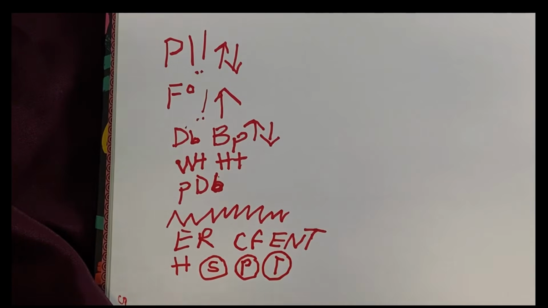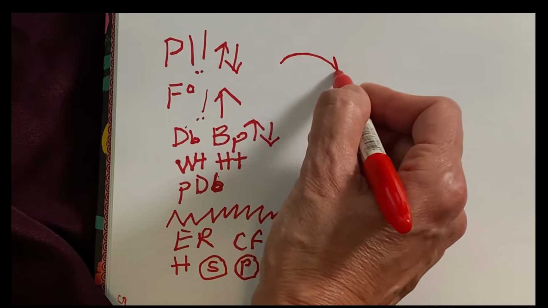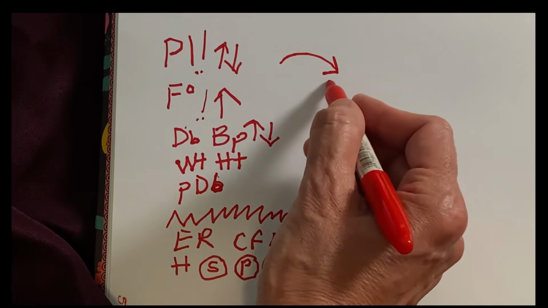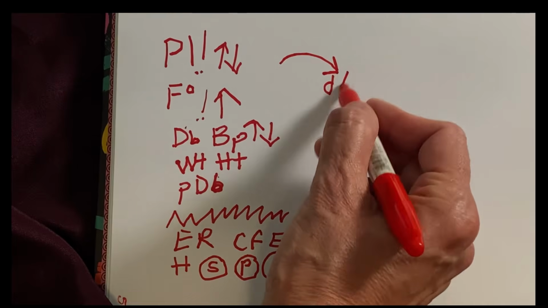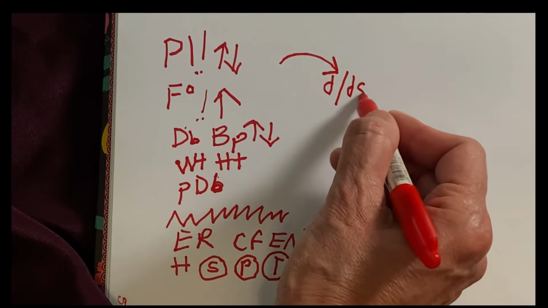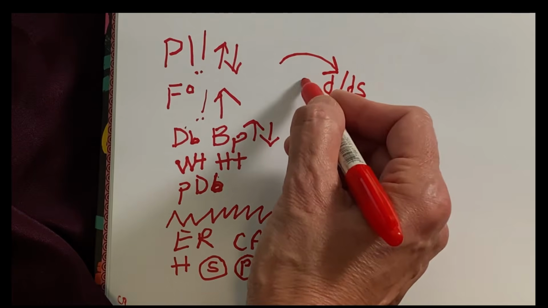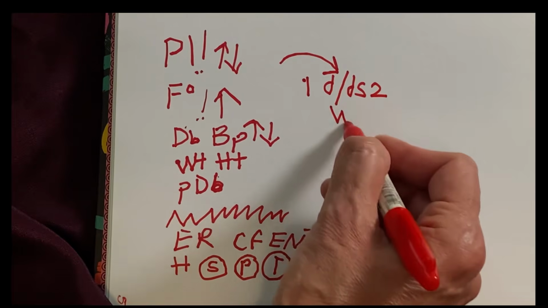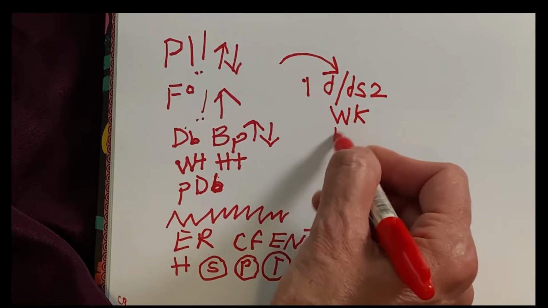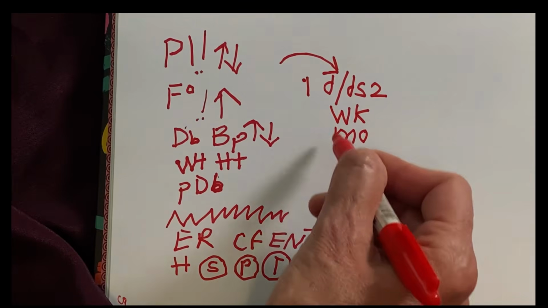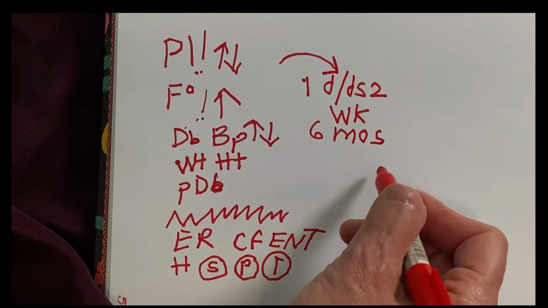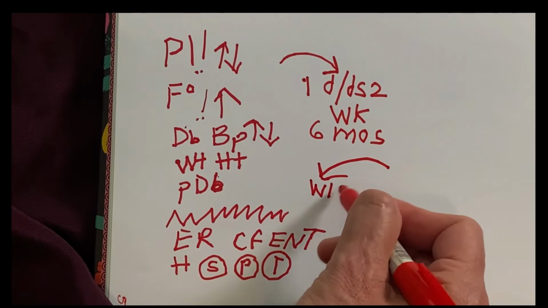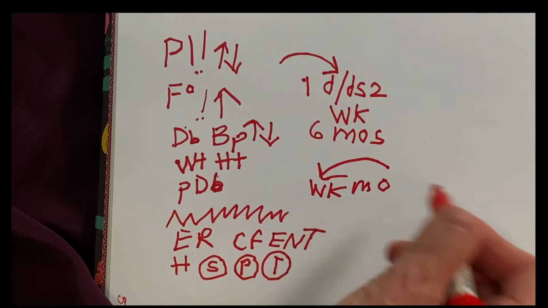Let's look at some arrows. An arrow pointing to the right means in the future. And I like to use D for days or day. So 1D, day, DS, days. You could add a number. 1 day, 2 days. Maybe next week, next month, 6 months from today. An arrow pointing to the left means in the past, so last week, last month, last year.